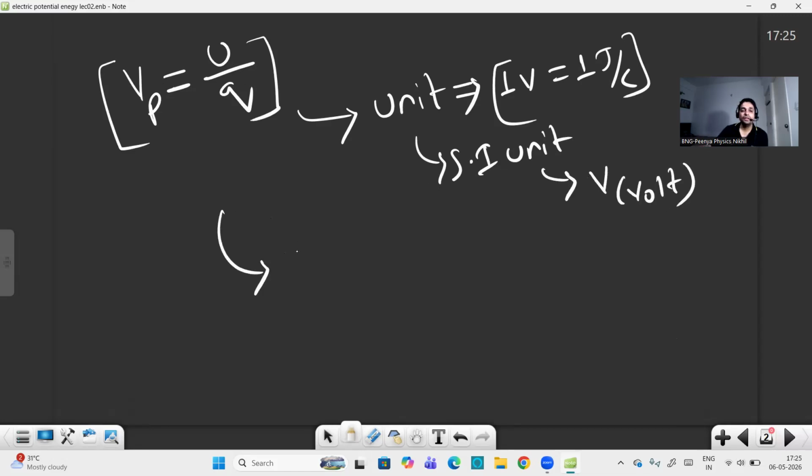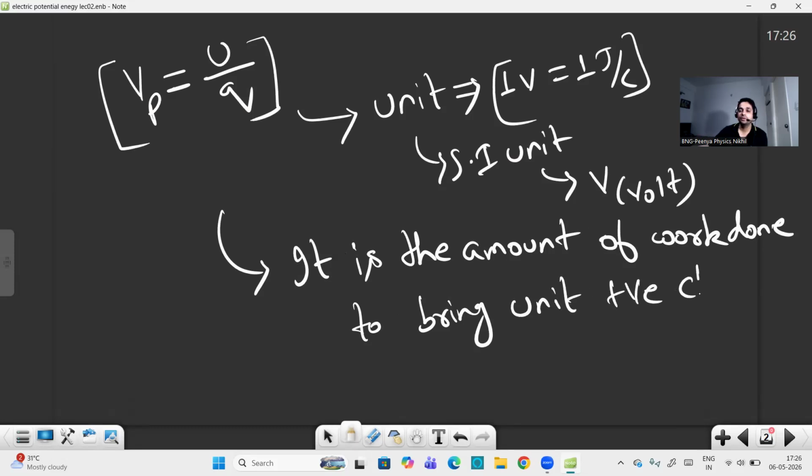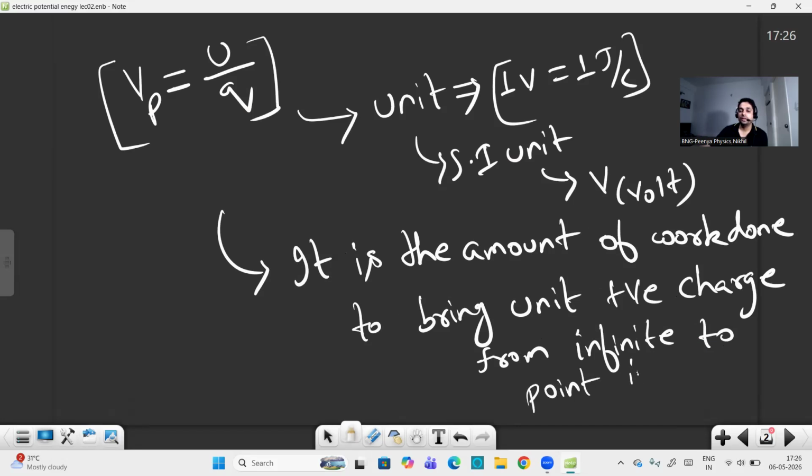It can also be defined as the amount of work done to bring a unit positive charge from infinity to a given point P in the electric field region. So this is what electric potential is.